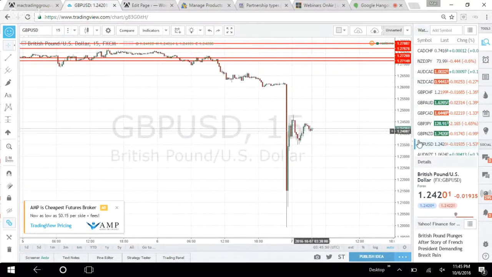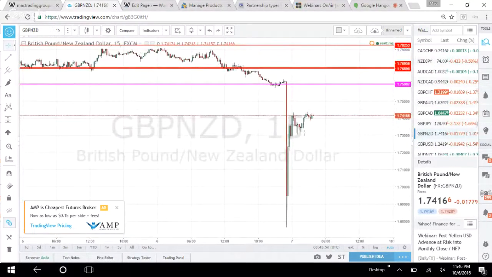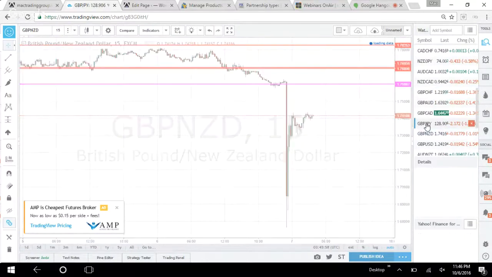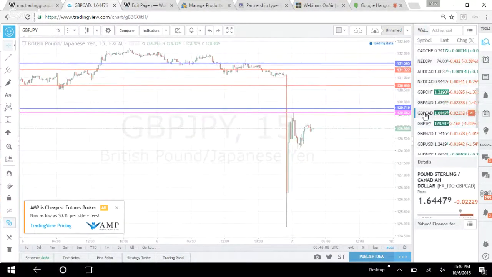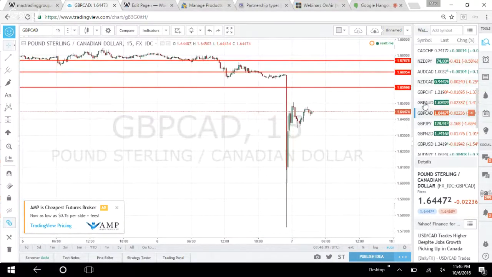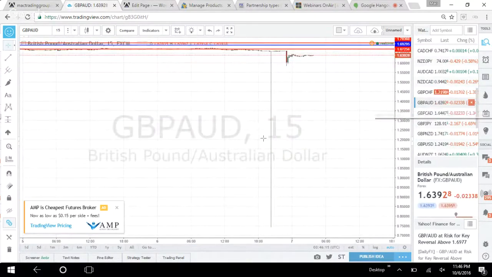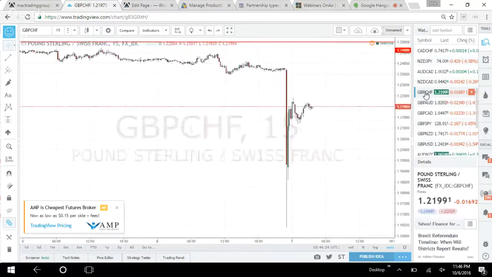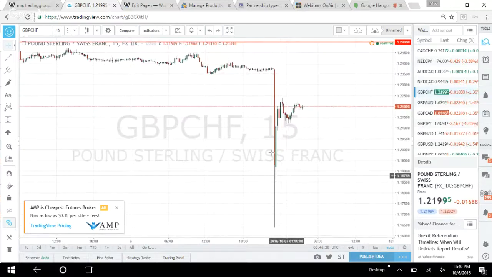Now let's look at GBP NZD. You see it? GBP JPY. You guys see the pattern here? GBP CAD coming up. GBP AUD. This thing moves so much that it won't even show me on the screen, but I'm pretty sure it looks the same also. GBP CHF. All right. All these GBP pairs, they all look alike.